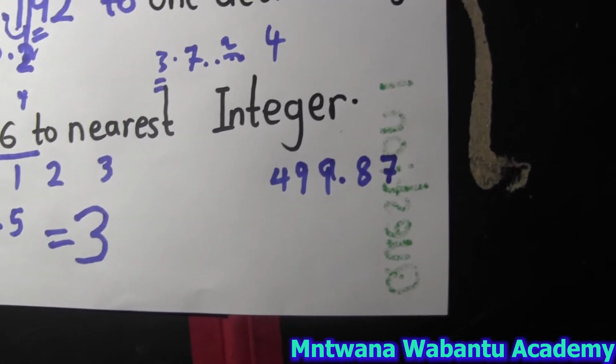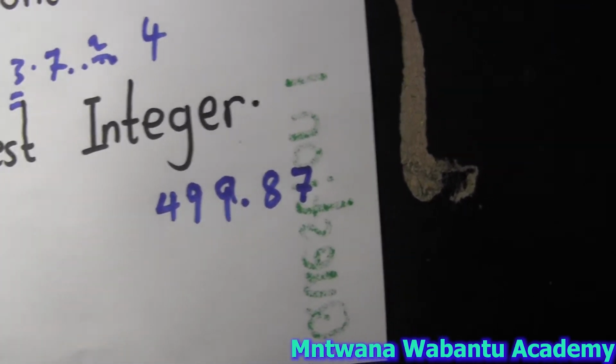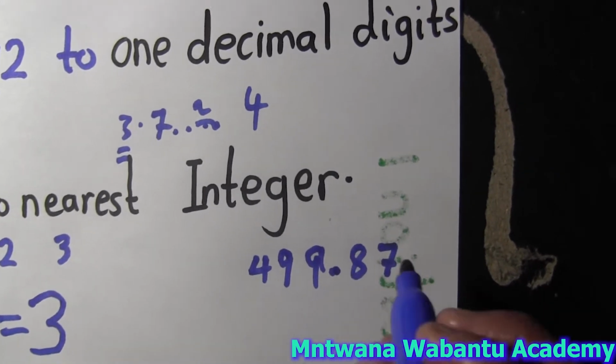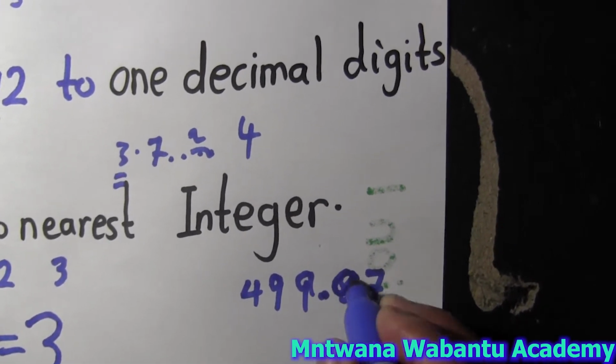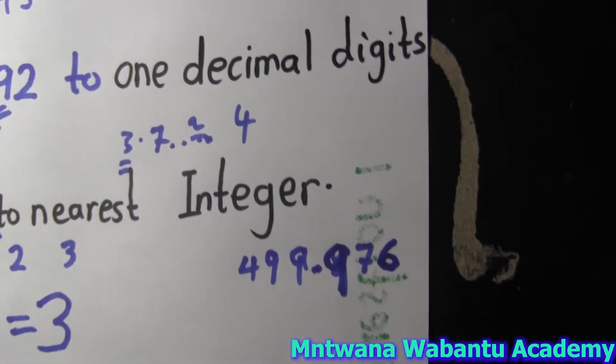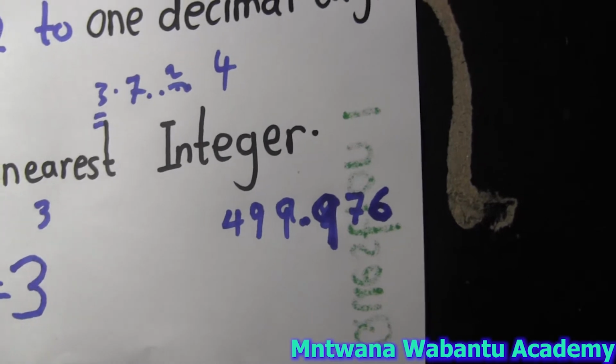Okay, change to 1 decimal place. It's just an exercise. So to 1 decimal place, I know I'm going to come here. Let's say this is 9, put this 9, for example, and 6. Change this to 1 decimal place. So what I'm going to do is one decimal place.